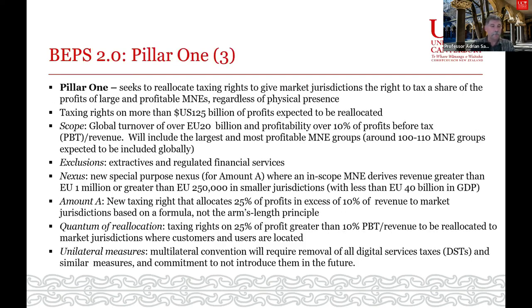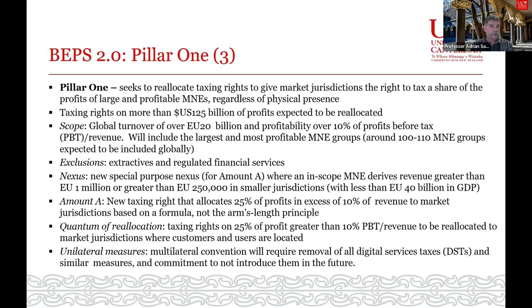So let's talk a little bit more about what each of these pillars involve. Pillar 1 is basically trying to reallocate the taxing rights to give market jurisdictions, so not jurisdictions where there's your traditional source or residence or permanent establishment, but where there's the market that the multinational has, giving those jurisdictions the right to tax a share of the profits of the very large and profitable MNEs, regardless of physical presence. It's expected, according to the OECD, that taxing rights on more than US$125 billion of profits are likely to be reallocated.